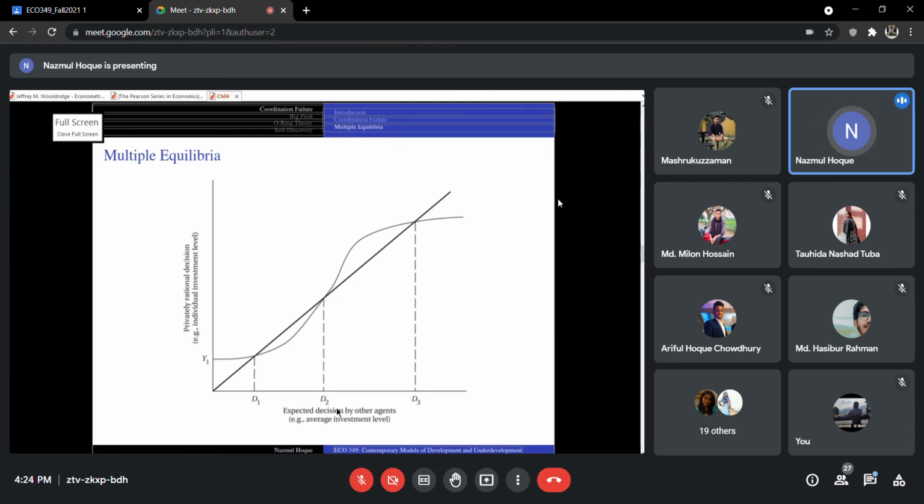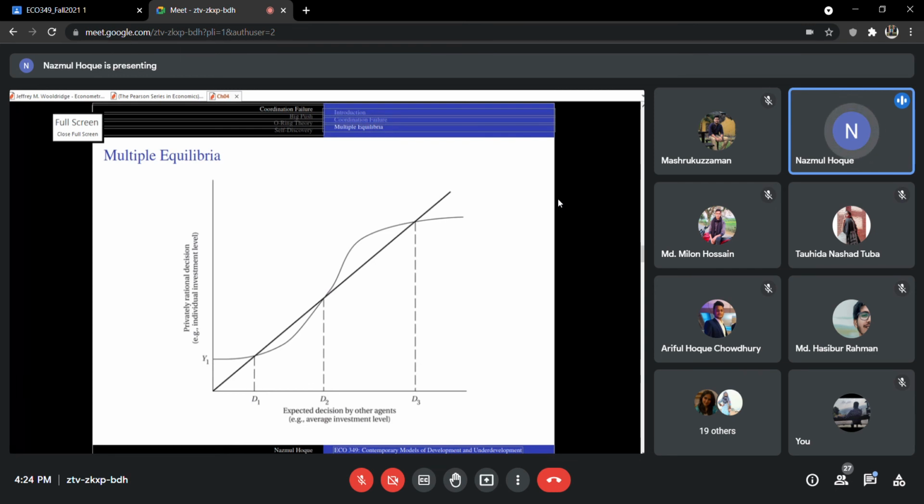So the idea here is that, given this scenario, if an economy is at D1, this is the bad equilibrium and D3 is the good equilibrium. We don't really see a way out of D1, right? Because the average investment level is low, the individual investment level decision is also low, because they find it to be in their best interest.